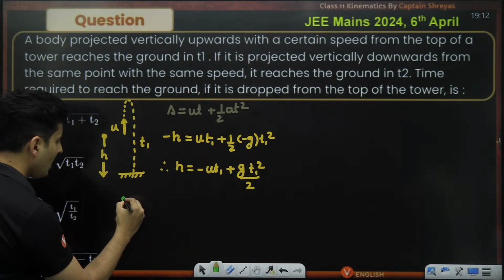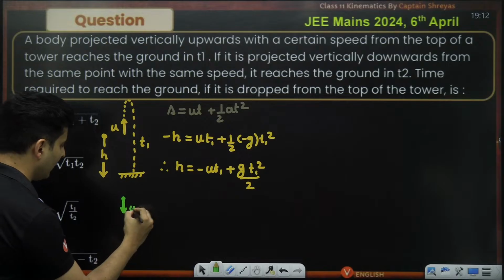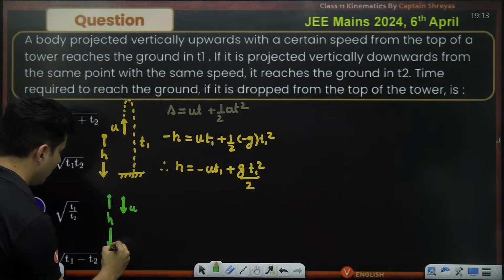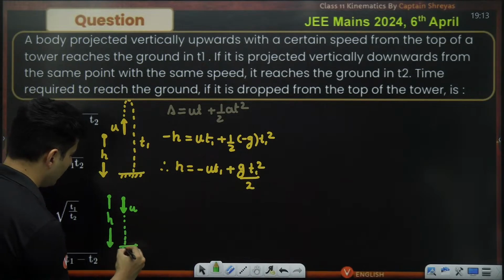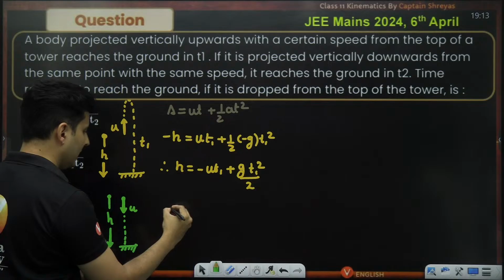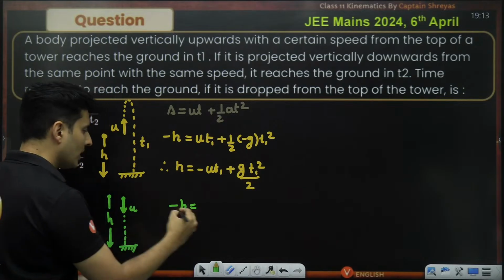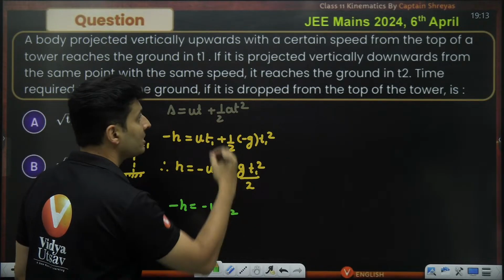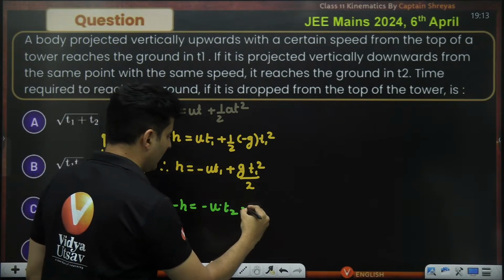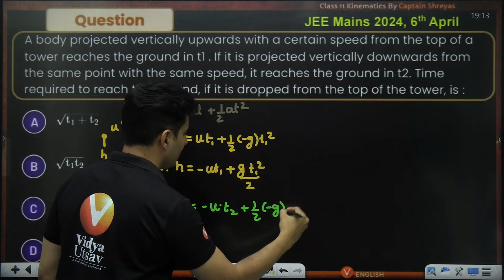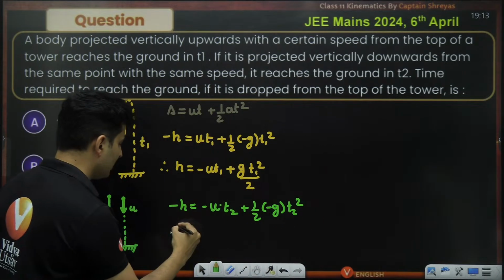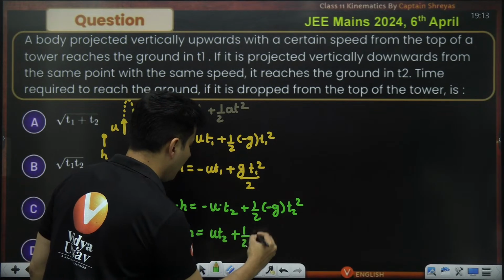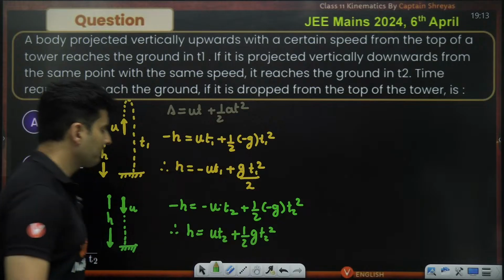Second time, I'm throwing it only downwards with that speed. It is going to start from here, displace this particular height, and strike the ground over here. This time displacement is again minus h. U is negative u because downwards is negative, upwards is positive. Time taken is t2 if you throw it down, plus half into negative g into t2 square. Minus minus cancels. h is nothing but u times t2 plus half g t2 square.